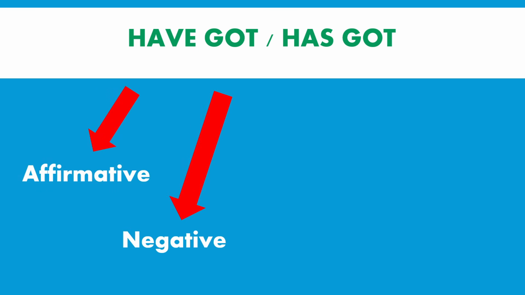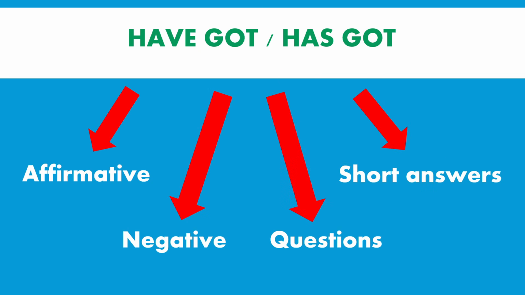Now, let's go for have got and has got. There are 4 components that we are going to discuss further. Number 1, affirmative, negative, questions, and also short answers, which means we're going to use have got or has got to write affirmative and negative sentences, as well as writing questions and short answers.